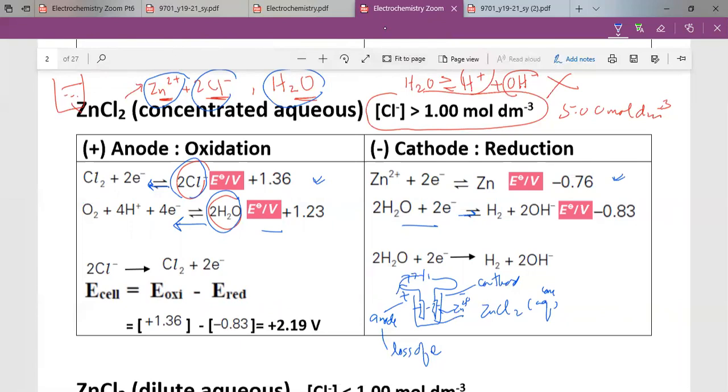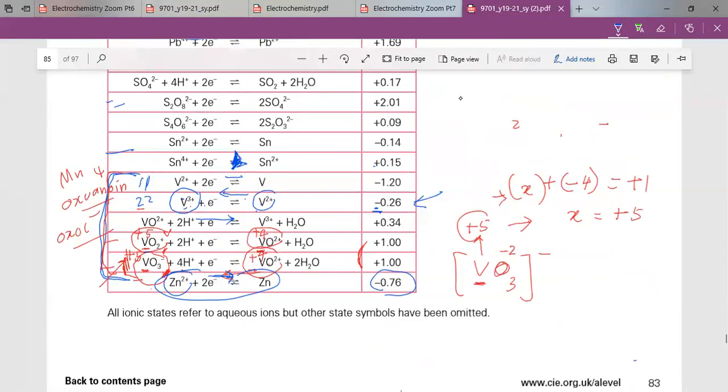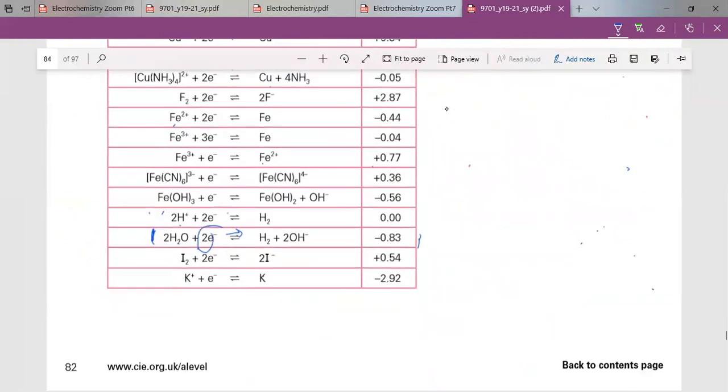Now, water. How do you think of water? Remember, in your anode, with Cl minus here, there's also water. Water can give away electrons, can be an electron donor or a reducing agent. So they donate electrons and undergo oxidation, like Cl minus donates electrons. Water can also accept electrons. There are two different cases. Let me show you the two.